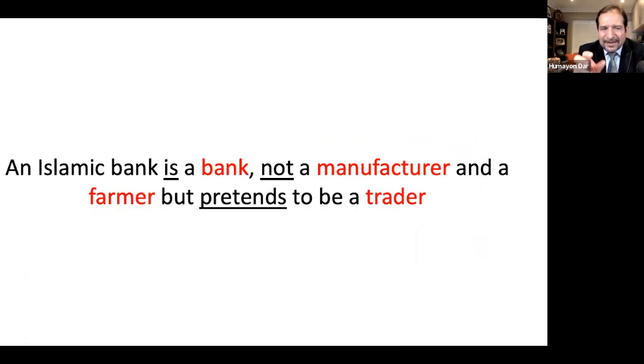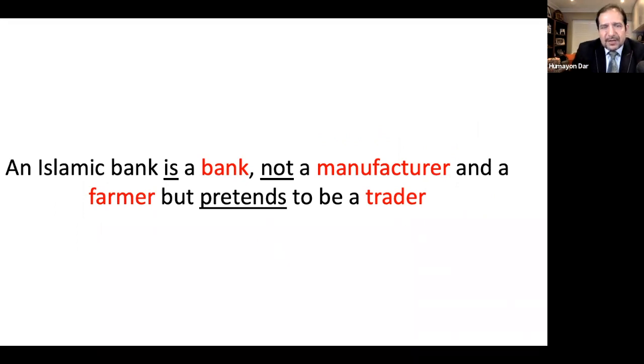In case of a bank, where on both sides of the exchange money is involved, and if one leg of money is more than the other one, that would be an example of riba, which is prohibited in Islam. So an Islamic bank is a bank, not a manufacturer, and it is not a farmer. However, it pretends to be a trader.